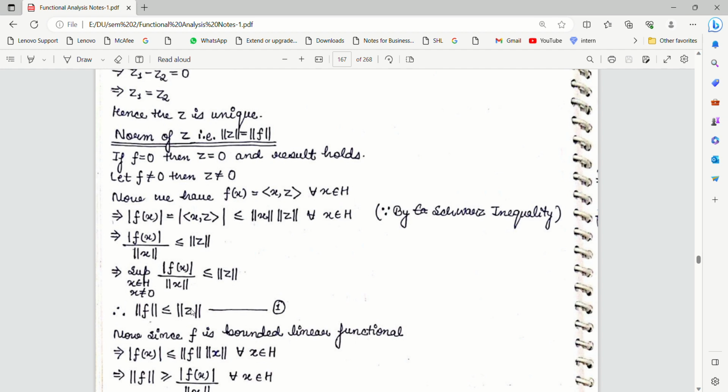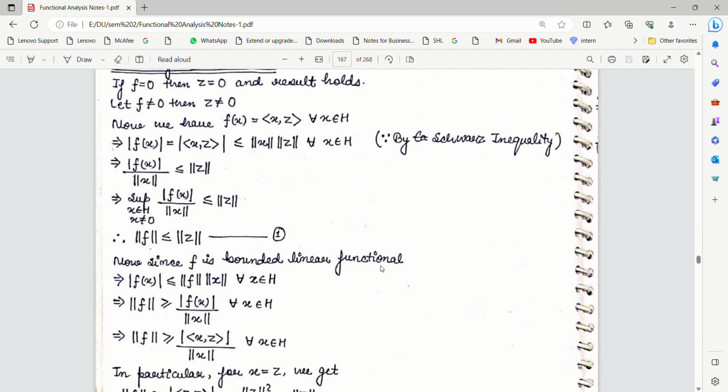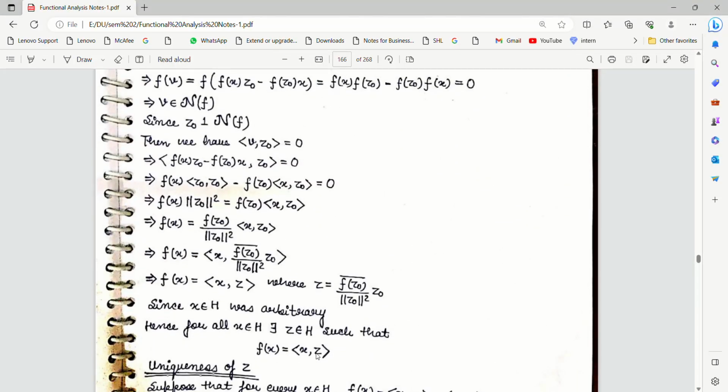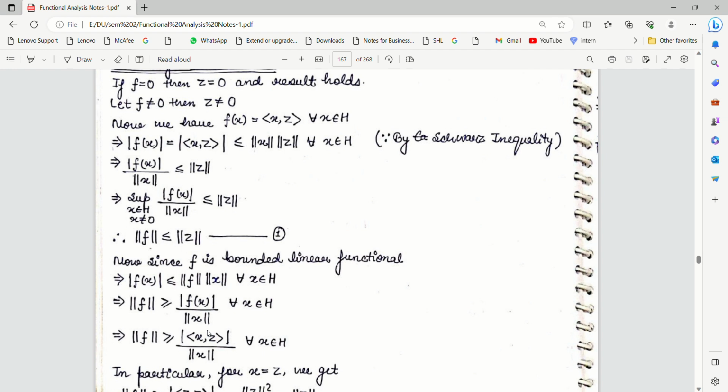For showing that norm of z is less than or equal to norm of f, we will start as follows. Since f is a bounded linear functional, by the property of f being bounded, we can write mod of f(x) is less than or equal to norm of f into norm of x. This is due to the boundedness of f. We have known that. Then we can write like this: norm of f is greater than or equal to mod of f(x) upon norm of x, and we know that f(x) is equal to the inner product of x comma z. We have proved this here. So we will put here f(x) as inner product of x and z.